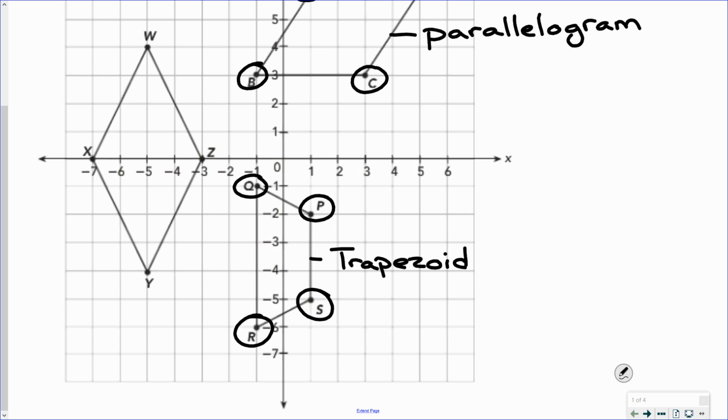And then our final figure here on the left is created with points W, X, Y, and Z. W is at negative 5, 4. X is at negative 7, 0. Y is at negative 5, negative 4. And Z is at negative 3, 0. And after you connect them, they form a rhombus.